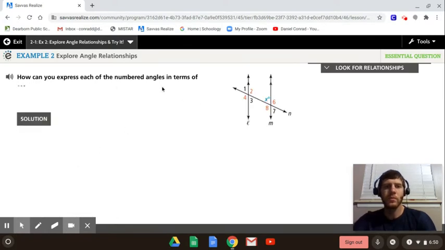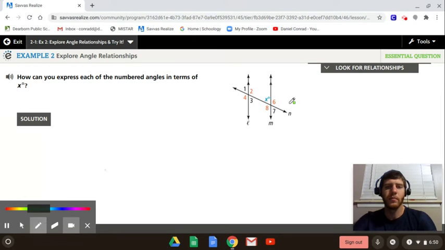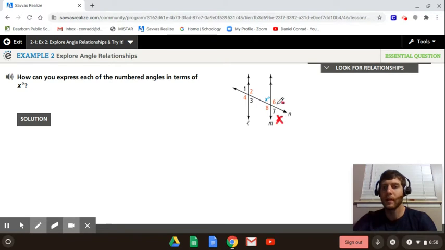Okay, so we want to express each of the angles in terms of x. First, the easiest one is vertical angles. We know vertical angles are congruent. So if this one's x over here, we know angle 7 is going to be x. And then we have a linear pair. We know linear pairs are supplementary, so the measure of those two angles adds up to 180. So if we do 180 minus x, that would give us the measure of angle 6.